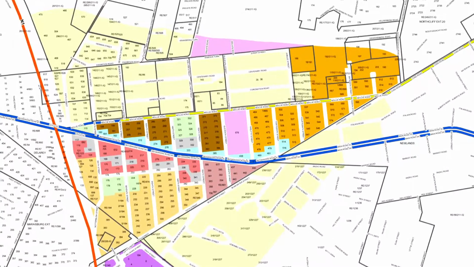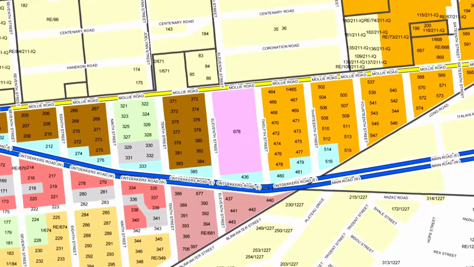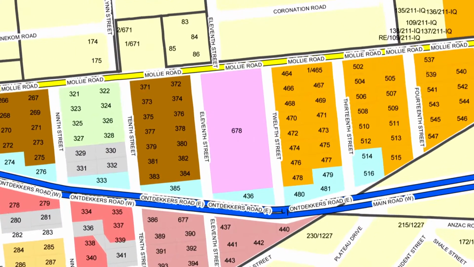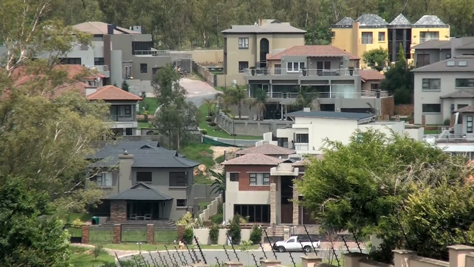Now, let's move to the second question. What is a general valuation roll? Here we're talking about a list of all rateable properties in a municipality. Every 4 years, the City of Johannesburg carries out a general valuation on all properties. The date of valuation is set, and all property values must reflect the market value at that date.